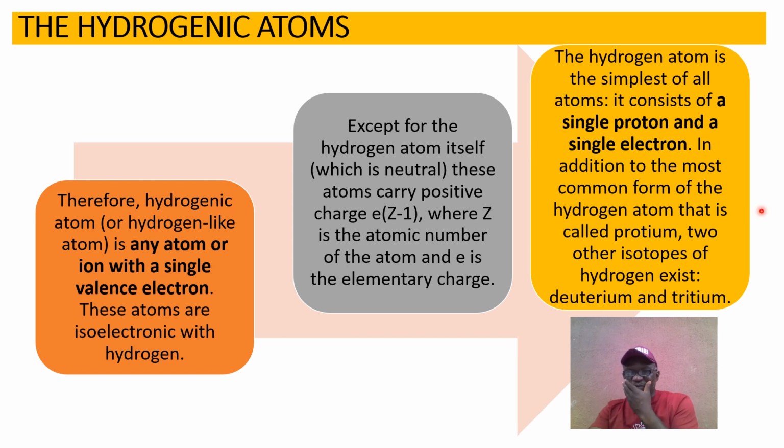The hydrogen atom is the simplest of all the atoms and consists of a single proton and a single electron. In addition to the most common form of the hydrogen atom, which is called protium, 2 other isotopes, of course we know them, deuterium and tritium, also exist. We just want to mention this so that you take your brain back and remember some of these things.